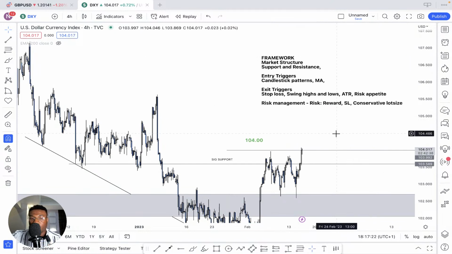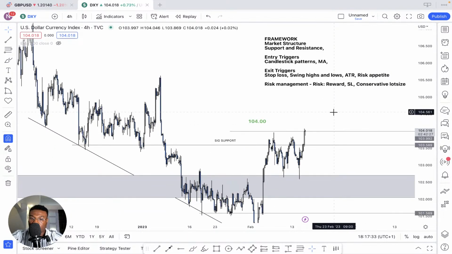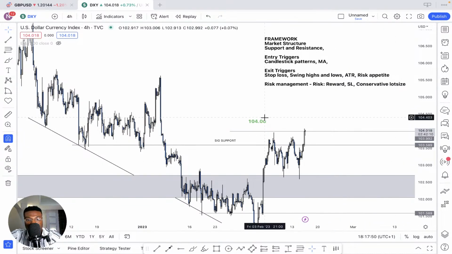Okay, so now that we understand this framework and the things that should be included in your framework, I'm looking at the dollar index. And remember, I told you guys that the reason why we pay attention to the dollar index is because major currencies are paired with US dollars, right? We have NZD USD, GBP USD, Euro USD, AUD USD. These currencies are paired with USD, and that's why we're paying attention to the dollar index.